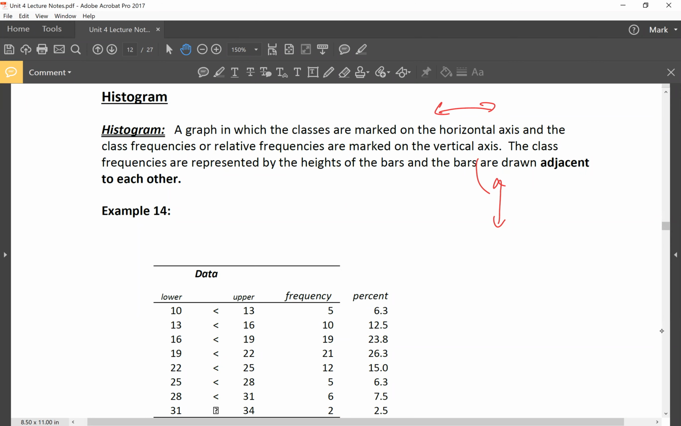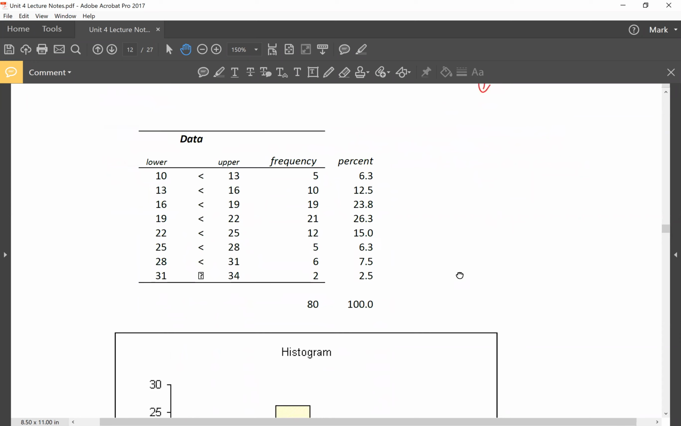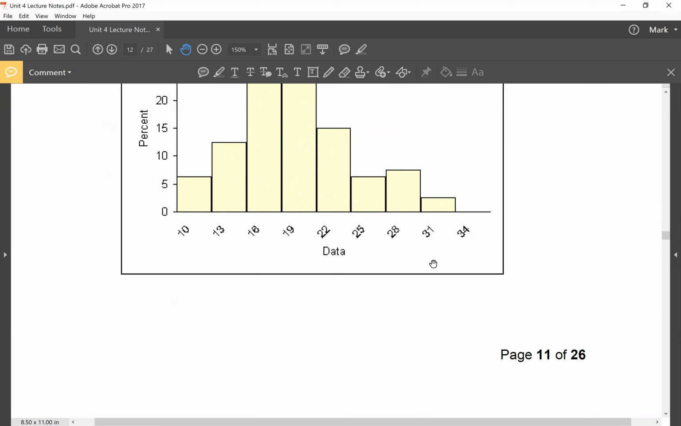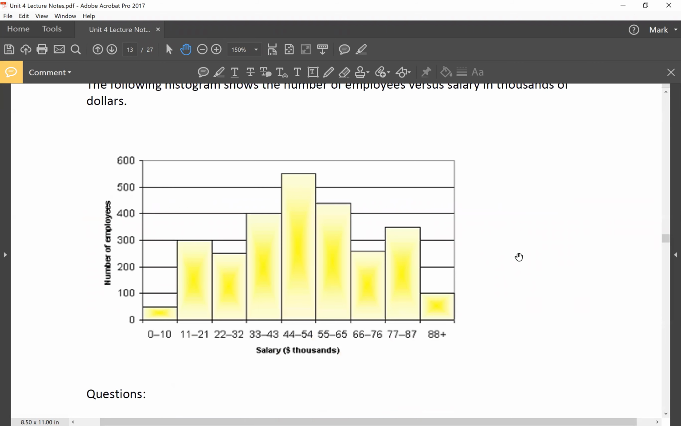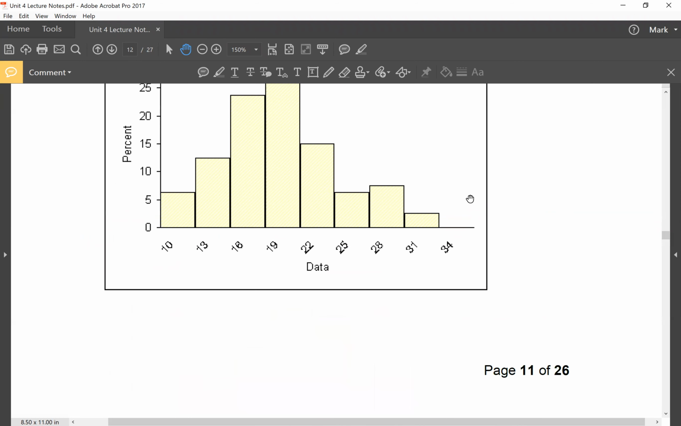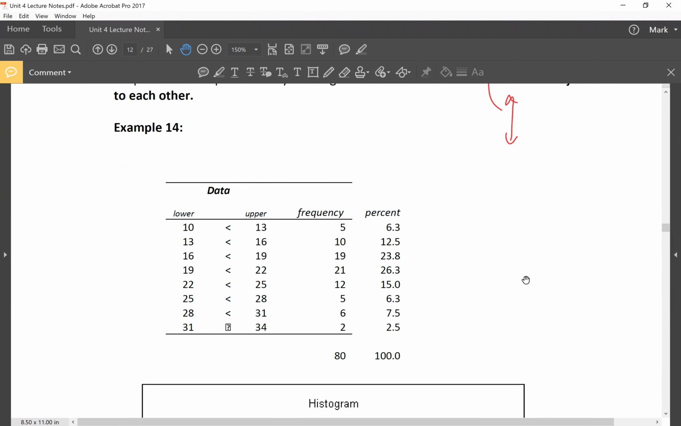So let me give you an example. This is not a good example. Even this, not the best example. This one is a little bit better. But let me give you another example that I could do. We could make a histogram.